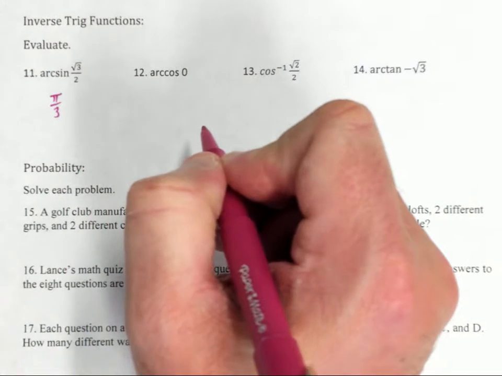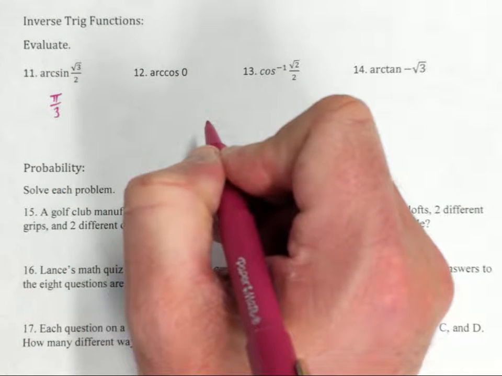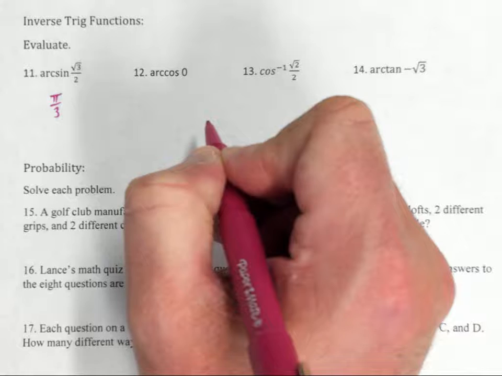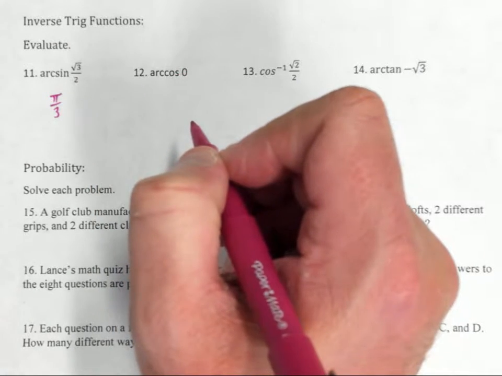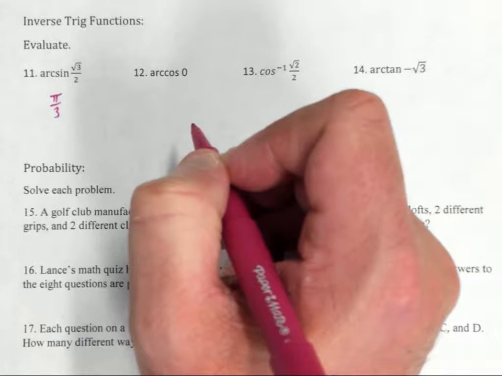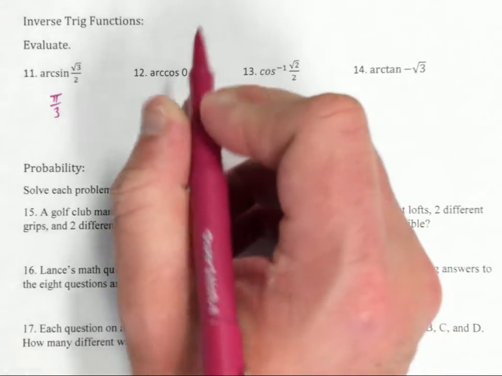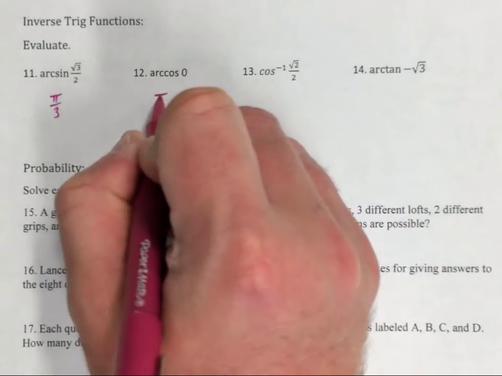Arc cosine 0. Where does arc cosine live? Quad 1 or 2. And remember, cosine deals with what value? X. Which reference angle or which angle has an x value of 0? Very good. Pi over 2.